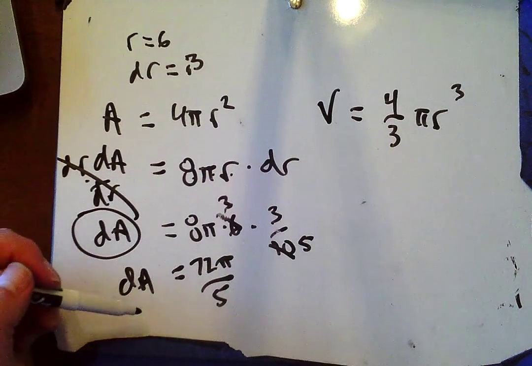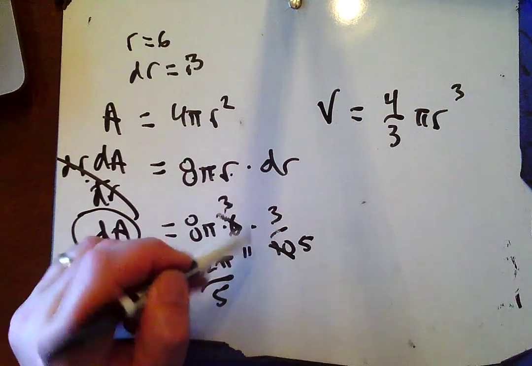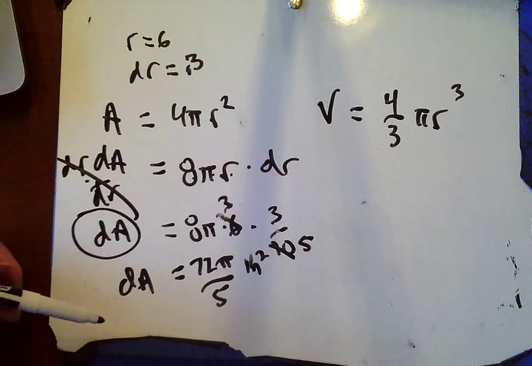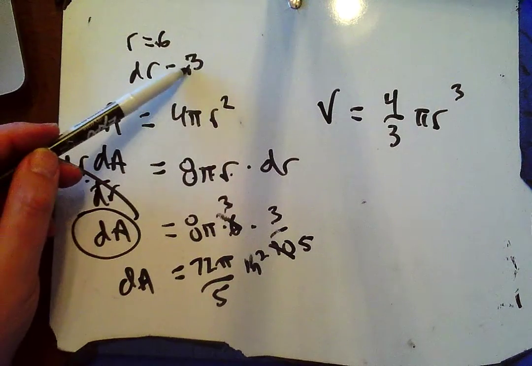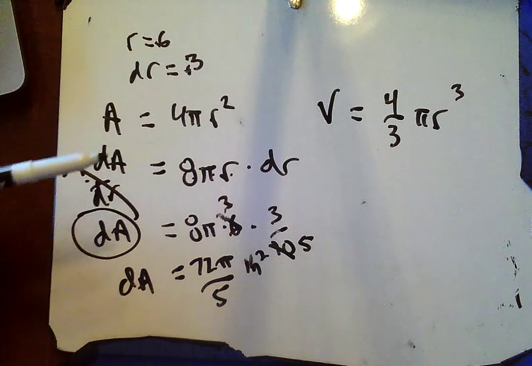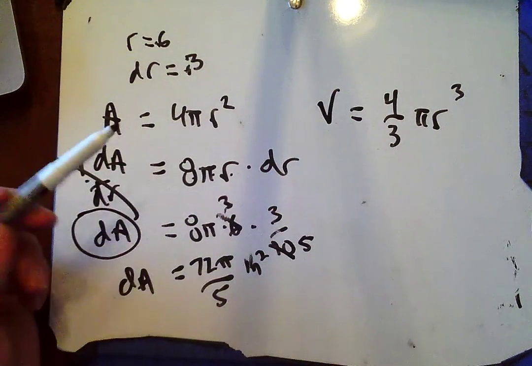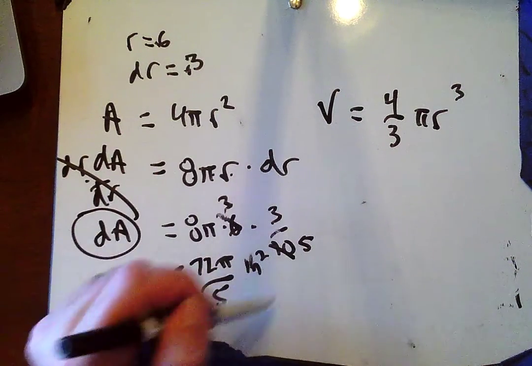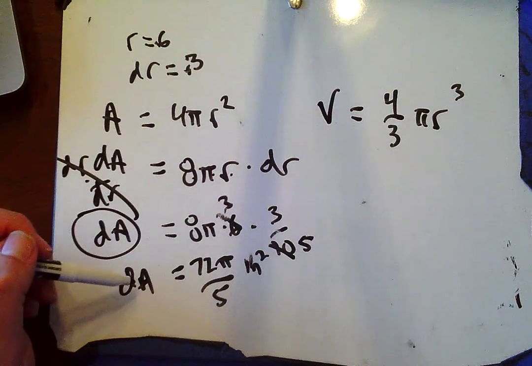Change in area, so this is going to be inches squared. So when radius is 6 and the change in radius is, was it 0.3 or 0.03? Oh, yes, I did 3 over 10. So these are inches squared. We're going to have a 72 pi over 5 square inch change in area.